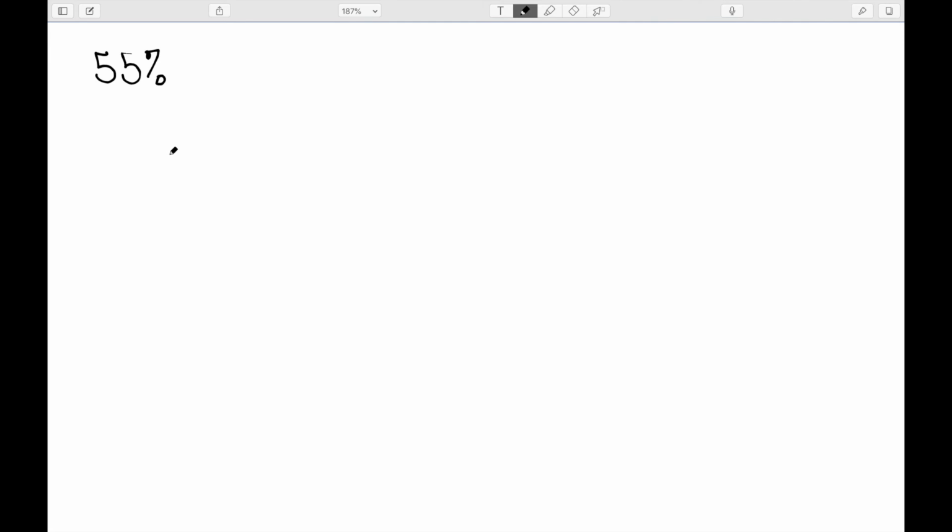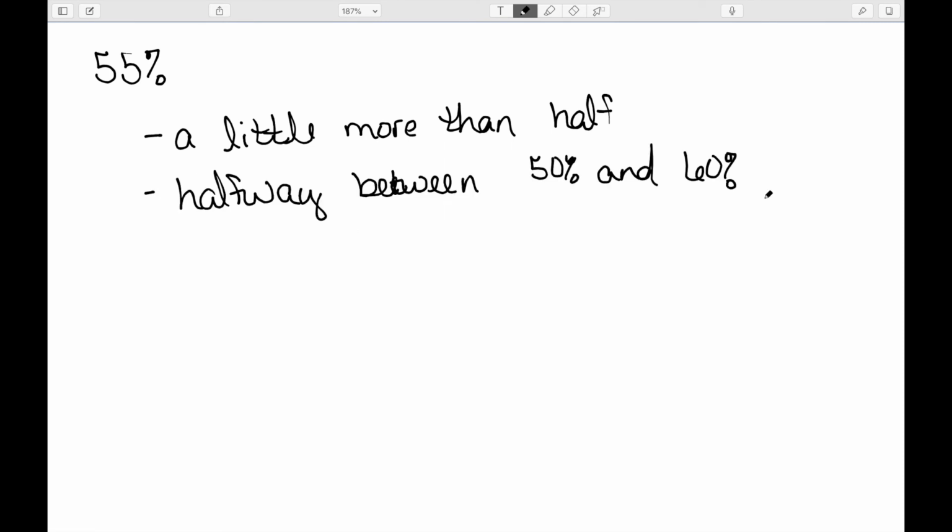As an example, let's consider 55%. We could easily say that this is a little bit more than half. If we know that 50% is half, then it's very obvious that 55% is a little more than half. We could also say it's halfway between 50% and 60%. So if we already know what 50% is, that's half. We know what 60% is, we can easily figure out what 55% is.